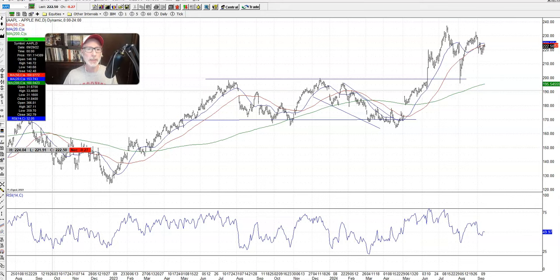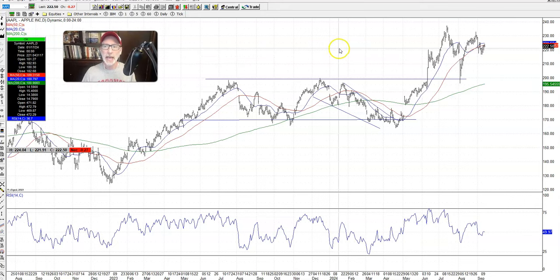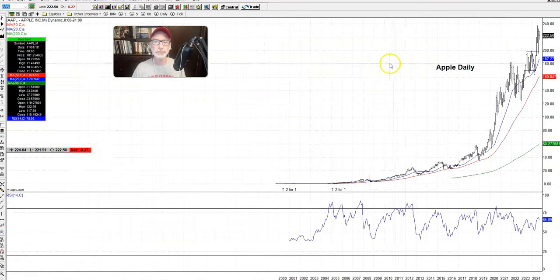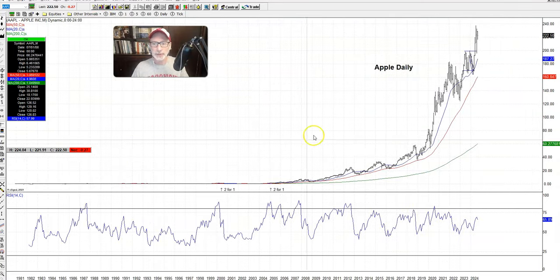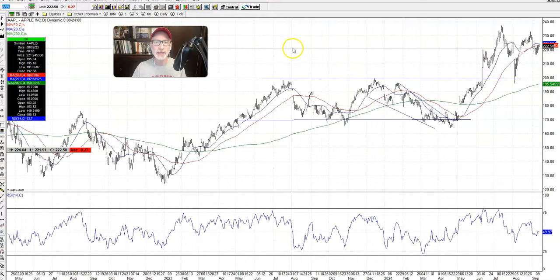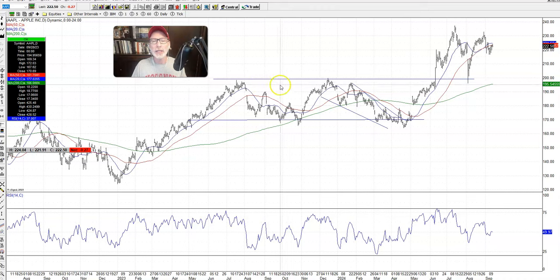Let's go back to the charts here. So this is Apple. We all know Apple. Let's look at the long-term chart of Apple. What else can you say? It's a great company. Billions of iPhones it sells each year, and they keep coming out with newer versions every year. There's no way that Apple stock is not going to go up over the long run.